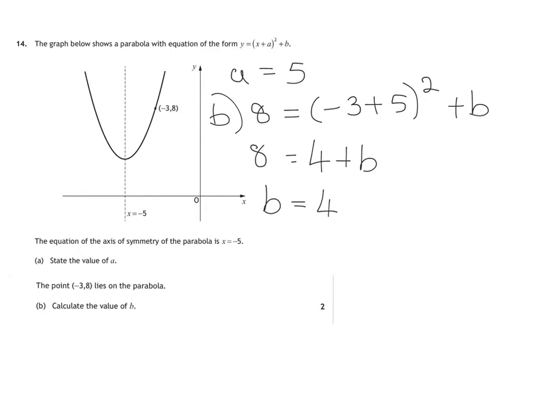So look at the marking scheme, you get 1 mark for stating that a is equal to 5, and then for part B, you get a mark for substituting in your 8 and your -3, and then you get a second mark for your b equal to 4.